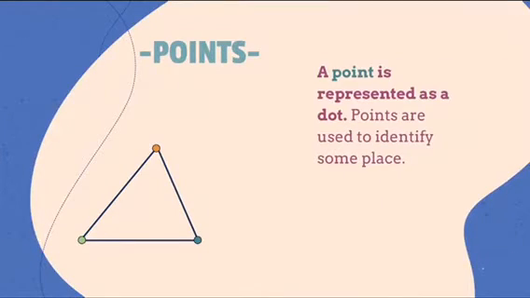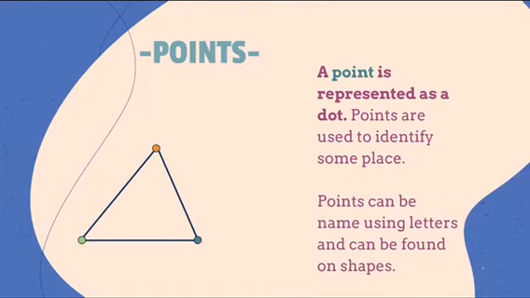So first, points. A point is represented as a dot. Points are used to identify someplace in space. Now, points can be named using letters. For example, point K and point Y. And they can also be found on shapes. For example, point G, point C, and B.